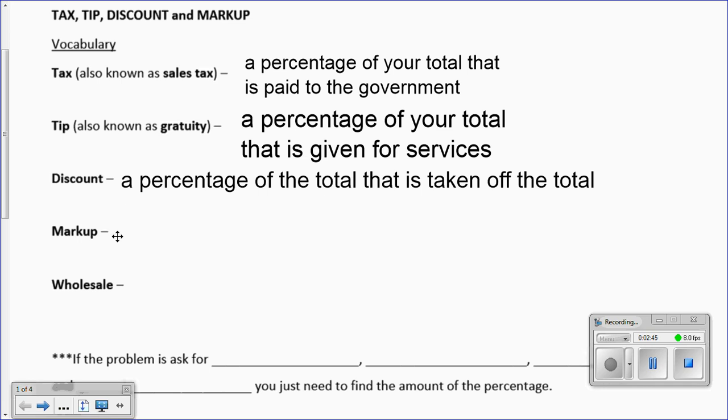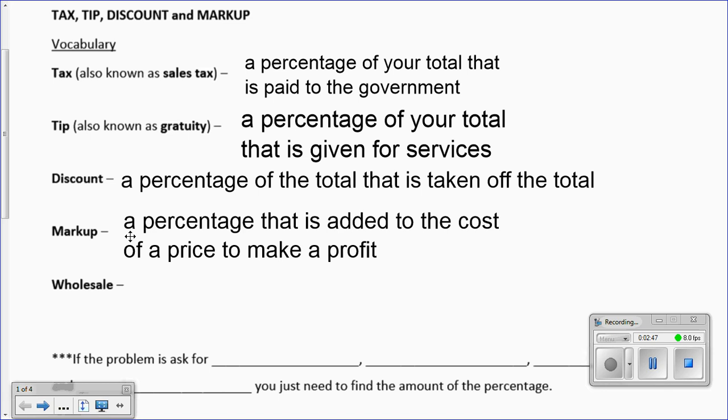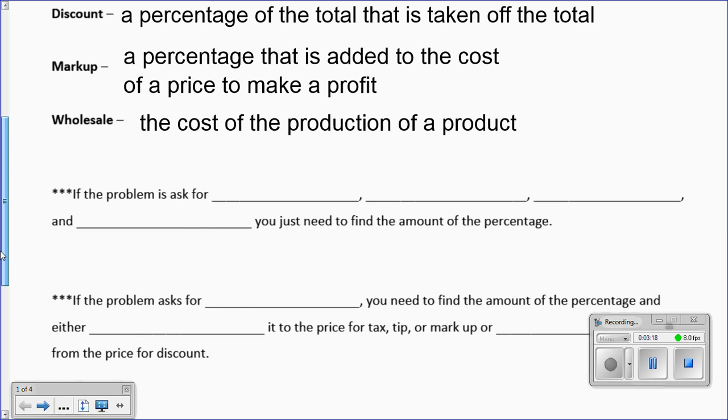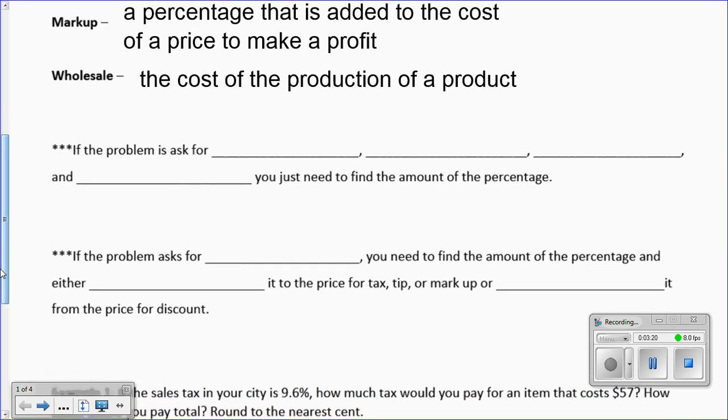The markup is actually the percentage that is added to the cost of a price, and it's used to make a profit. So, for example, your tennis shoes, whatever you bought them for, they didn't really cost that much to make. They cost a lot less. So, they end up marking up the price so that they can make a profit and actually make money off of them. Okay? The wholesale price is the cost of the production of that product. Okay? So, this wording is very confusing, and I apologize that I didn't reread this before I gave it to you, but we'll go with it.